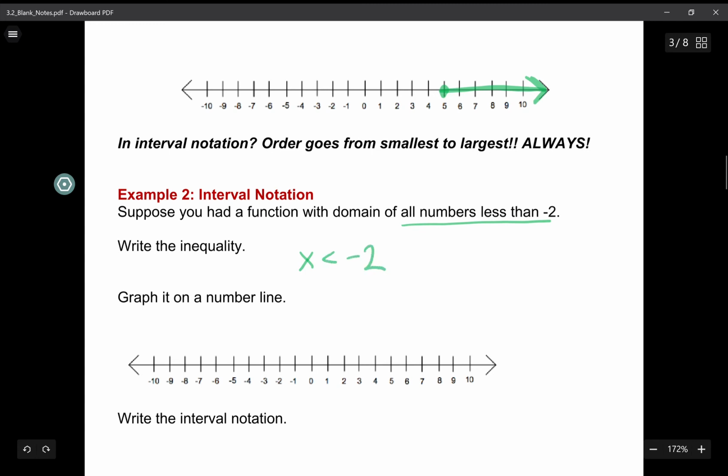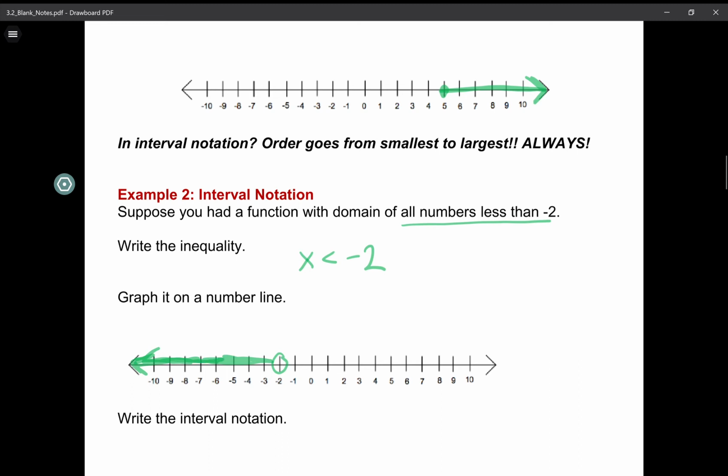Take a moment, pause the video, and try and graph this on a number line. All right, hopefully you graphed this on the number line. Since this is not inclusive, it's just less than, not less than or equal to, we're going to draw an open circle at -2, and we're going to include any numbers less than -2. So all these guys down here. I didn't do a great job of coloring there, but there you go.